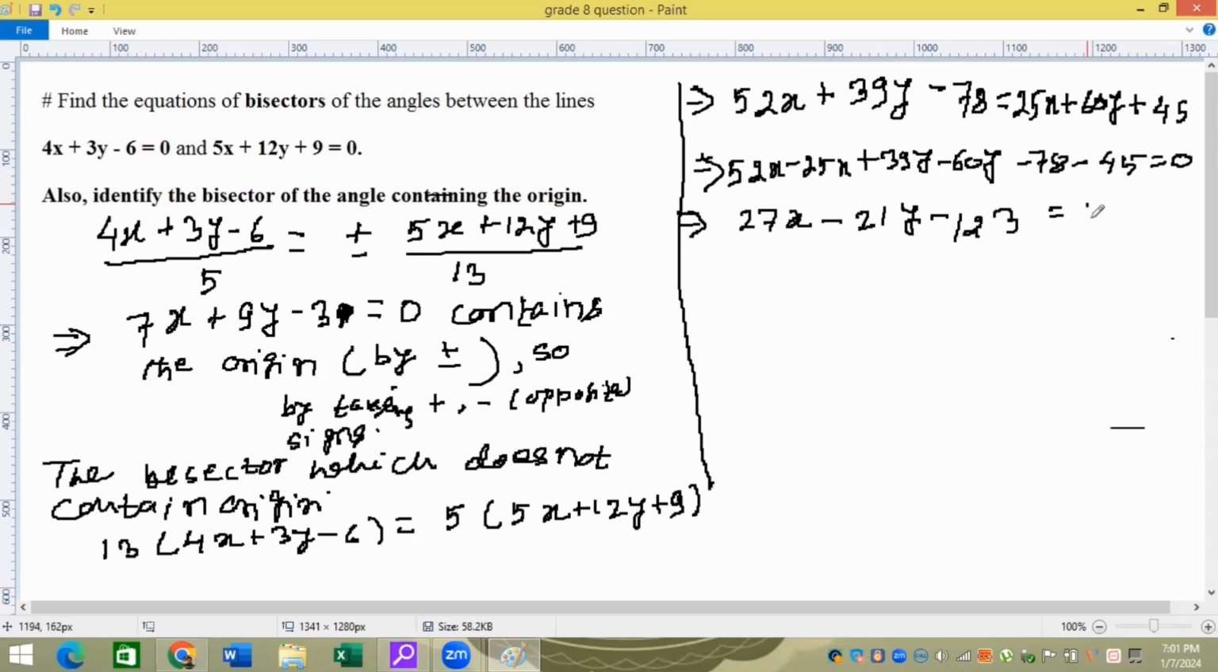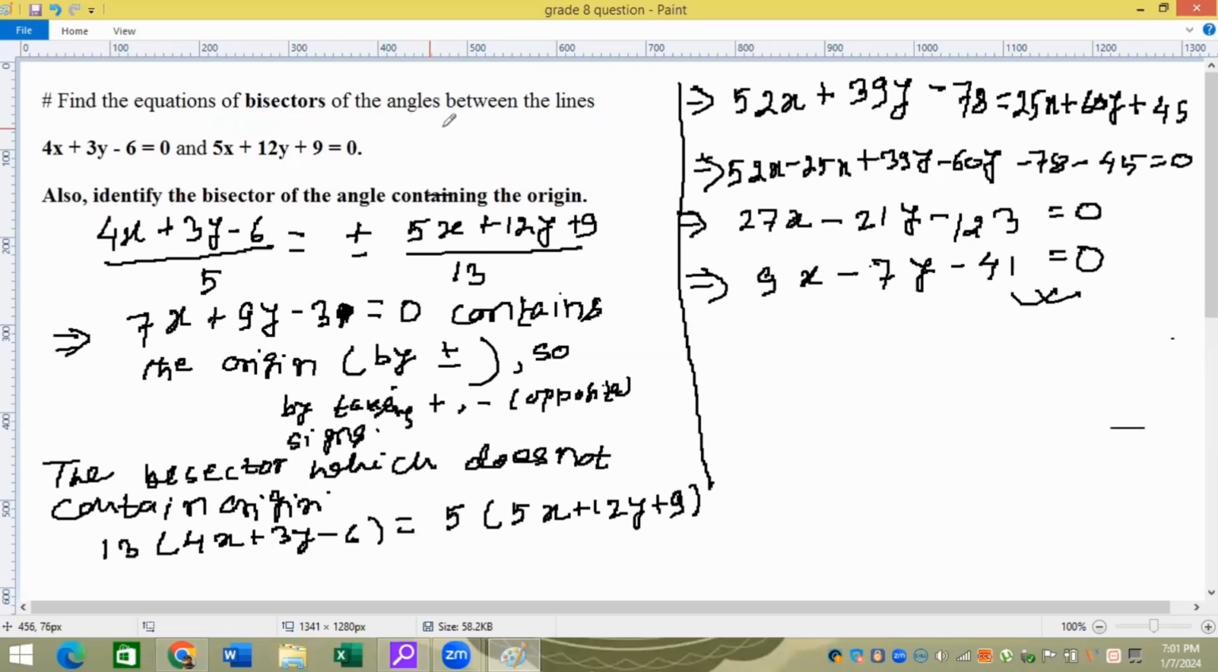equals to 0. And then, if you have anything common, yes, 3 you can take common, so it is 9x minus 7y, and then 3 times 4 and 3 times 1, this is 0. So this is the equation of the bisector which doesn't contain the origin. And up to now we have answered these questions.